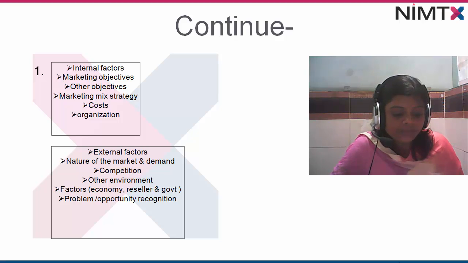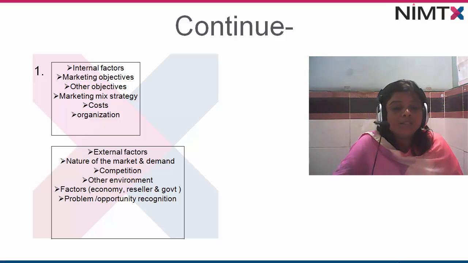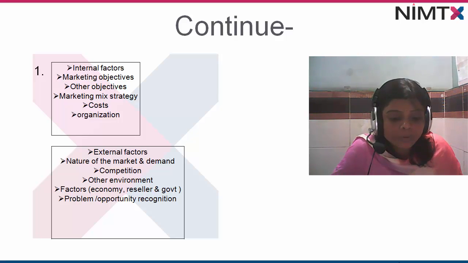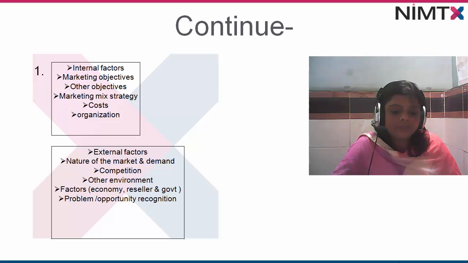Then other objectives, marketing mix strategy, which I have told that price is the second P, product is the first P, promotion and place. The combination of these 4 P's is known as the marketing mix, and this will decide the cost of a product.